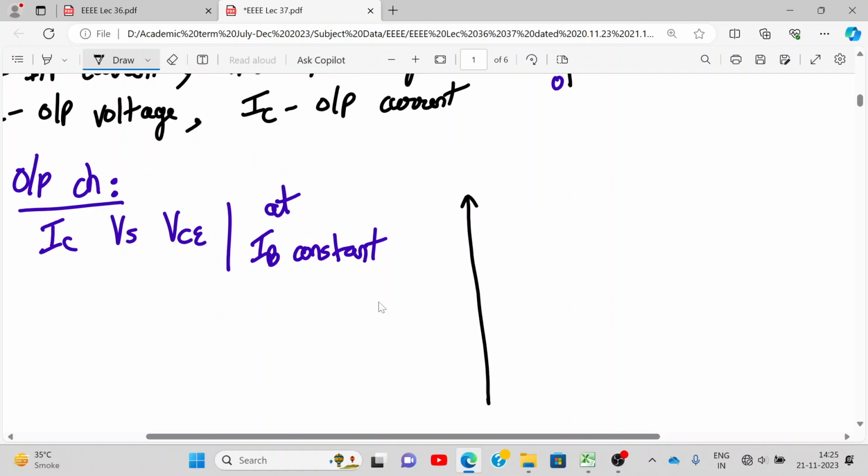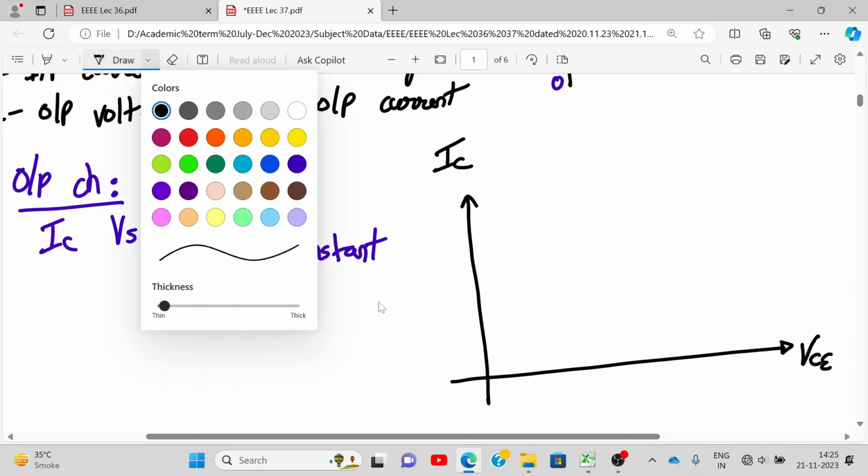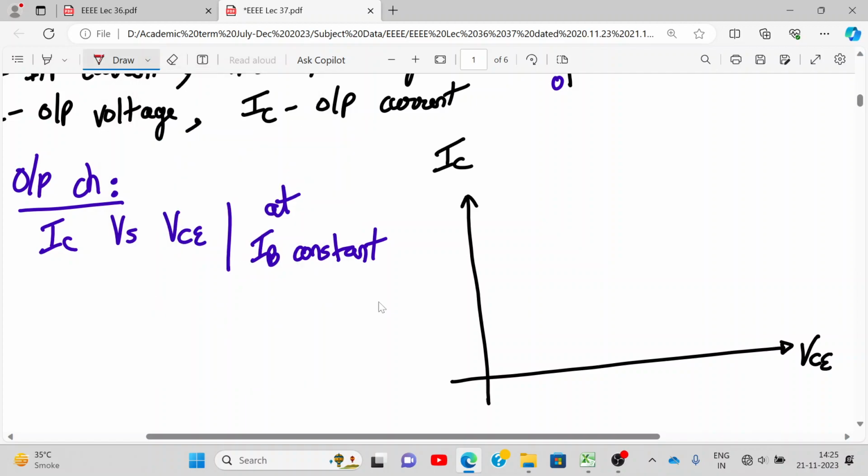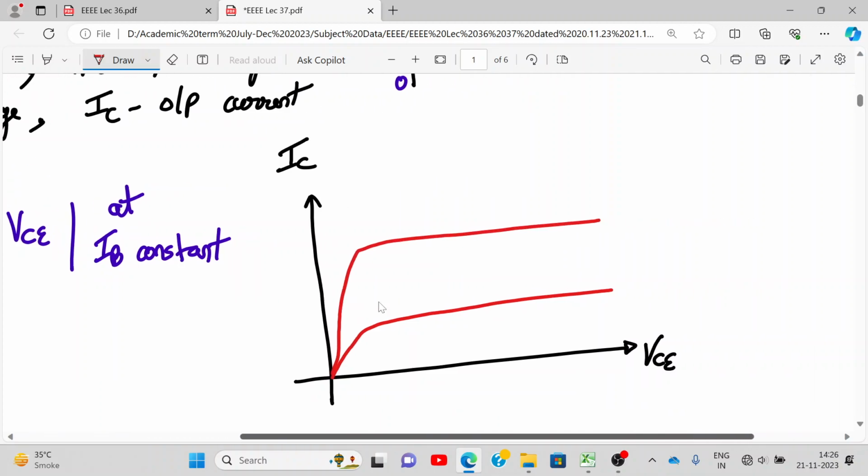Again, remember, current will always come on the y-axis. It is IC versus VCE, and the characteristics look something like this. It increases, then it remains constant. This is how you got, right? And these are for different values: IB1 equal to 10 microamperes, IB2 equal to 20 microamperes. Output characteristics of BJT, explanation coming in some time. First, let me draw all the characteristics.